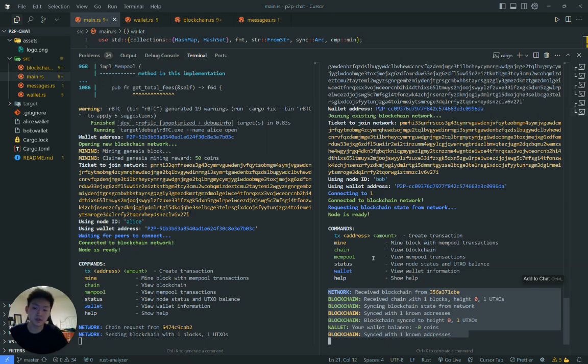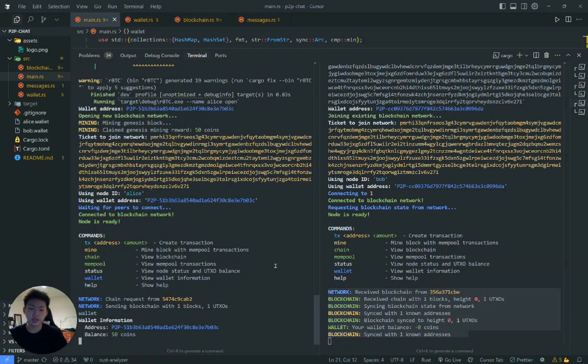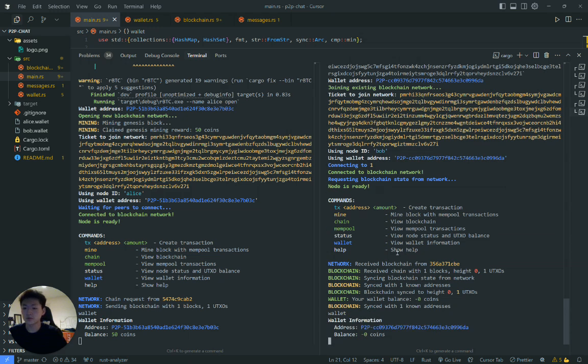We can also see in the logs that the node named Bob is pulling in all the state information about the blockchain from Alice, since Alice was a node that was in the network before Bob was. Let's run the command wallet just to look at the wallet on each node. We can see that the node running wallet Alice has a balance of 50 coins, whereas Bob has none.